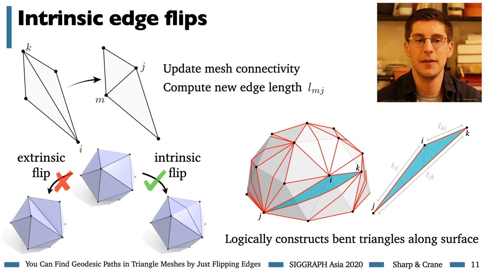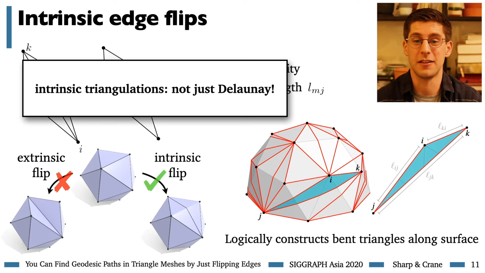In the past, these edge flips have been used almost exclusively to find special Delaunay triangulations, but here we're going to use them for something totally unrelated to the Delaunay property. You'll notice that as we do these edge flips, the edges of the triangles become little geodesics across the surface, so this might give you some idea why they're useful for our algorithm.